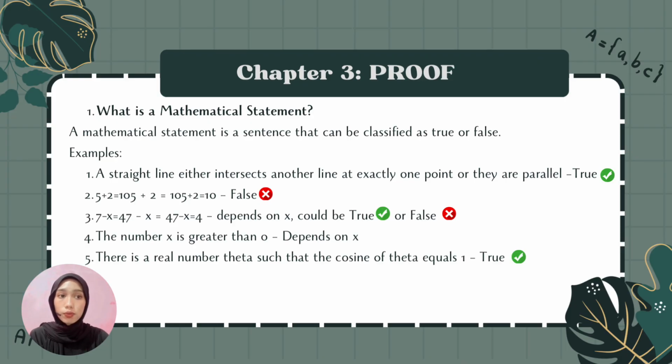Depends on x, could be true or false. Fourth, the number x is greater than 0. Depends on x. And lastly, there is a real number theta such that the cosine of theta equals 1. The sentence is true.